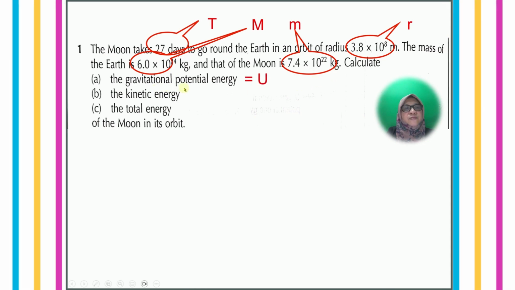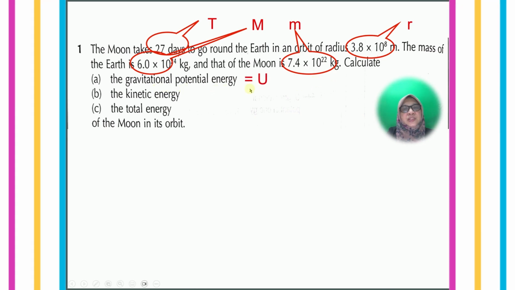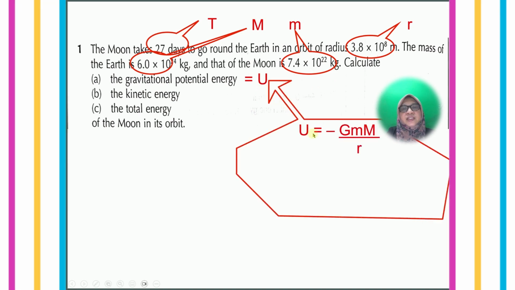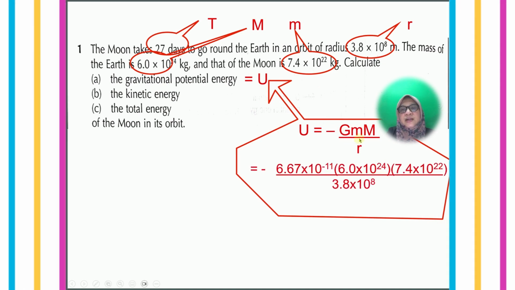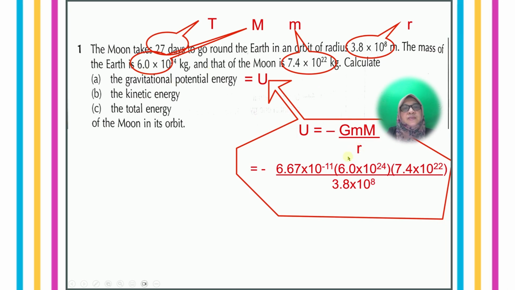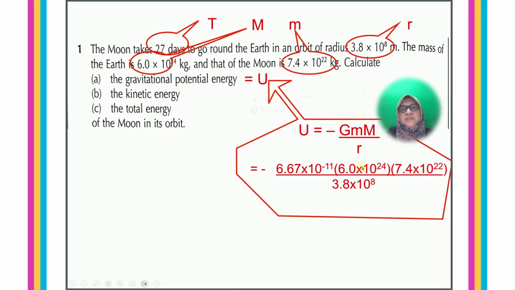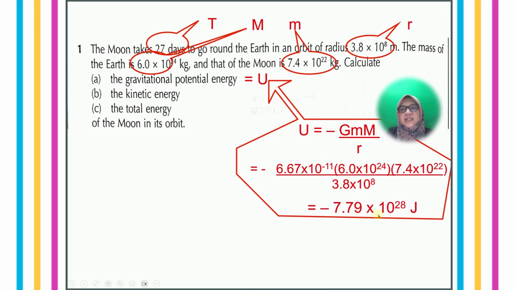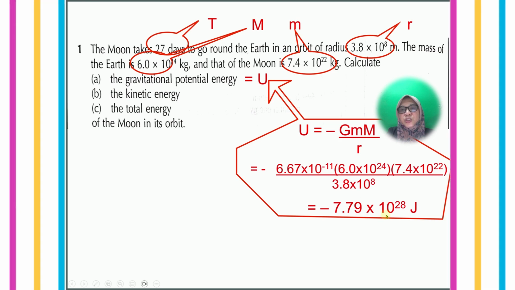Okay, we're going to find gravitational potential energy, for which the symbol used is U. The formula is negative GMm over R. So we substitute all the values: gravitational constant, mass of the Earth, and mass of the moon, divided by the distance between them. So the answer is negative 7.79 times 10 to the power of 28 joule.